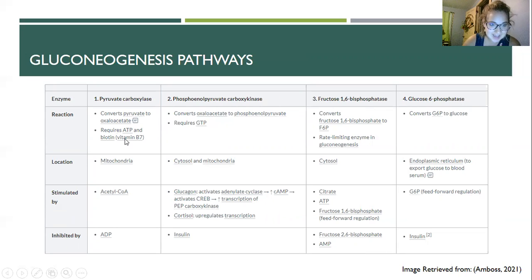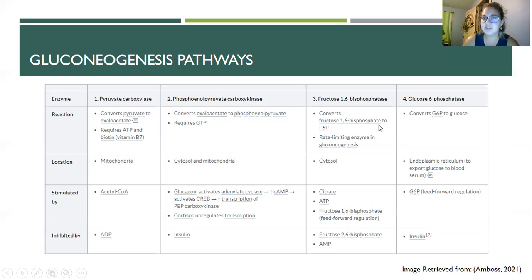to oxaloacetate. It requires ATP and our vitamin B7. This is happening in the mitochondria, and it's stimulated by acetyl-CoA and inhibited by ADP. So that's where that first step in that pathway is coming from. Then our second step here is going to convert that, and it's going to require some GTP. It occurs in the cytosol and mitochondria. Again, it's stimulated by glucagon and cortisol, and it's going to be inhibited by insulin.